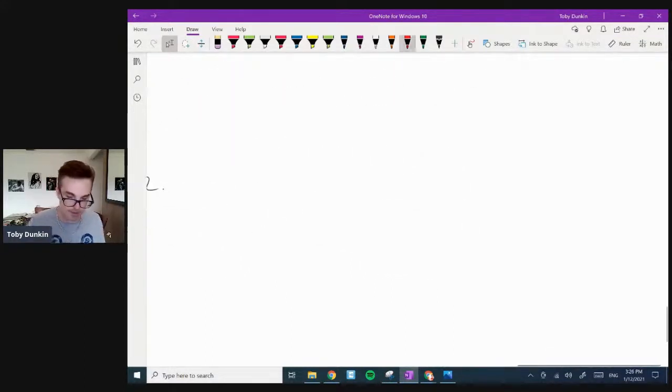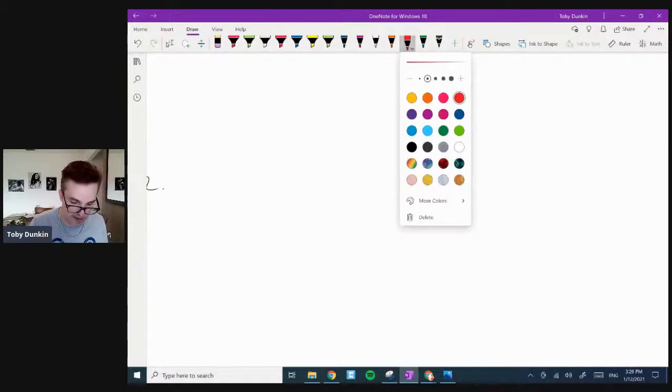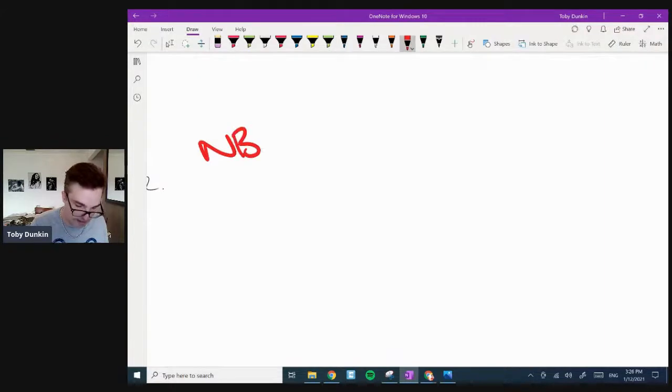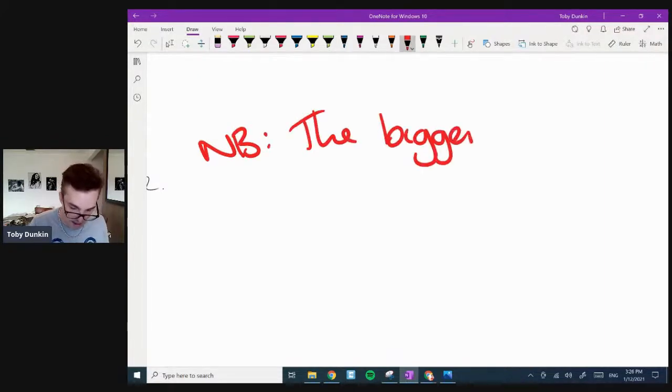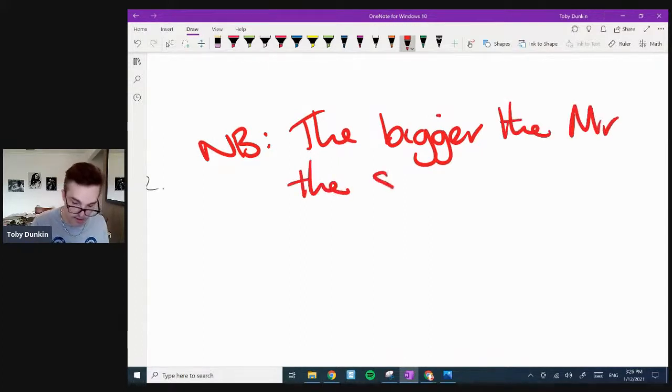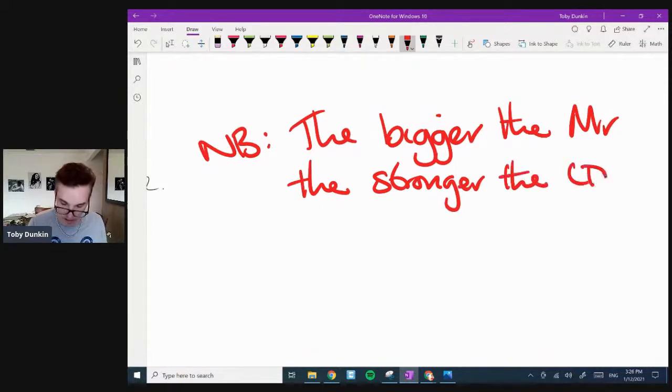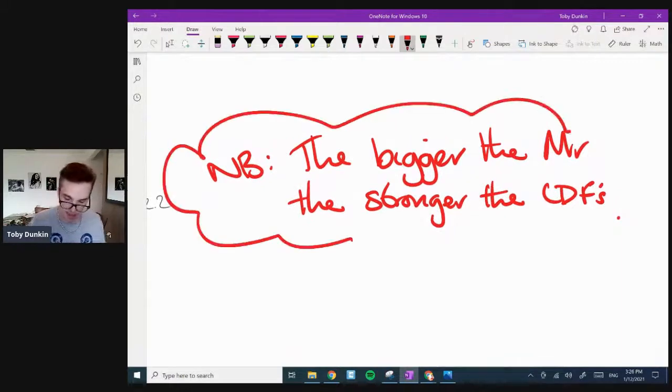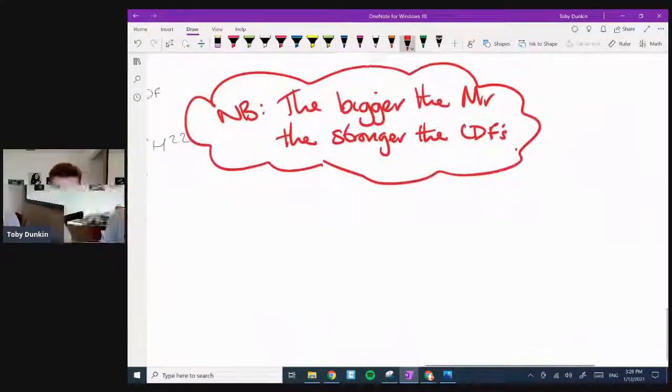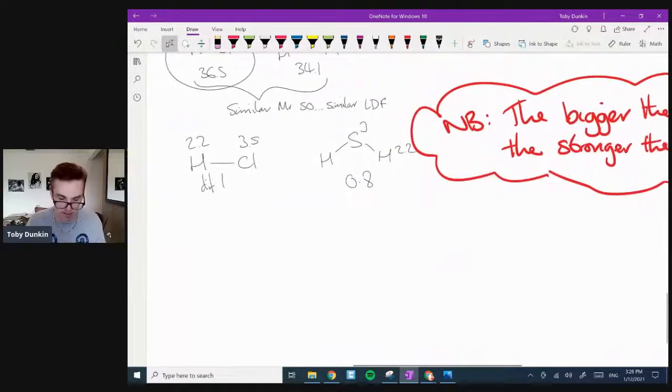And that's a key point. Nota bene. You need to really know this, guys. Nota bene: the bigger the Mr, the stronger the LDFs, the London dispersion forces. Yeah, that's a super important nota bene. Cannot stress that enough. Okay, so let's now do some more comparisons.